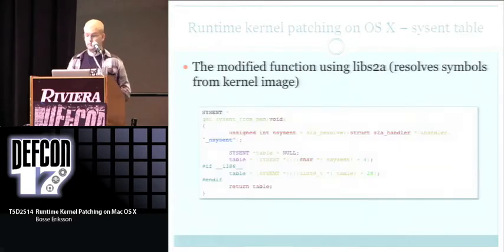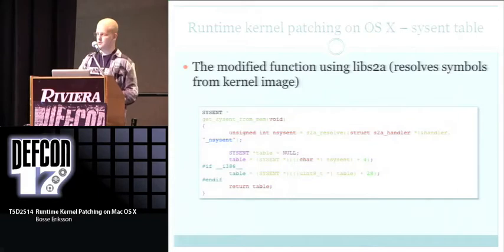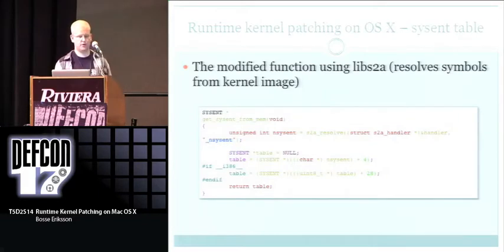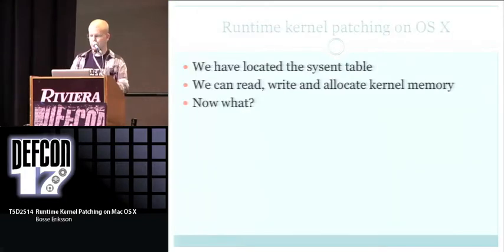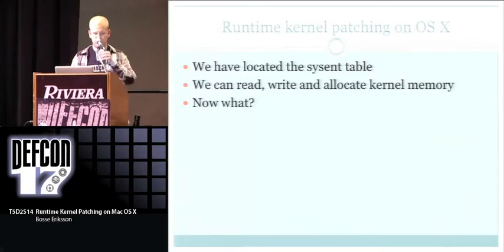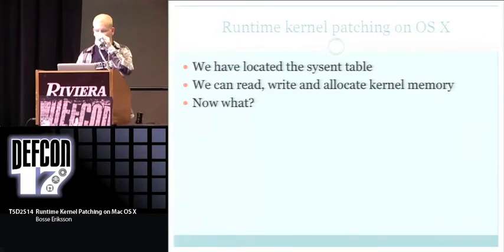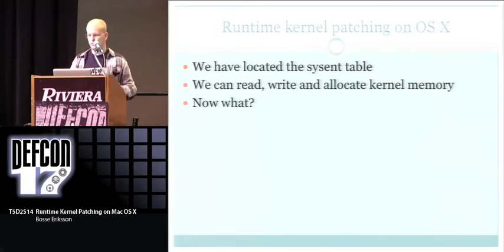So basically, the modified function looks like this. It's S2A resolve. It's a library I threw together to resolve symbols from the kernel. So we don't change anything, we just resolve it from the kernel on the disk. So now we have located the sysent table, which holds all the system calls in the OS. We can read, write, and allocate kernel memory, which is good.